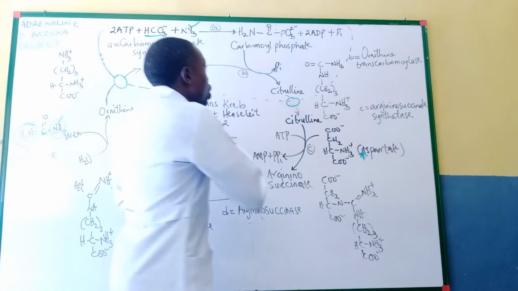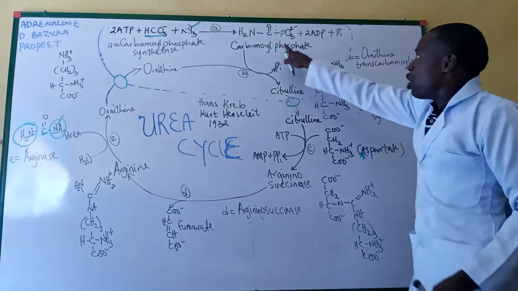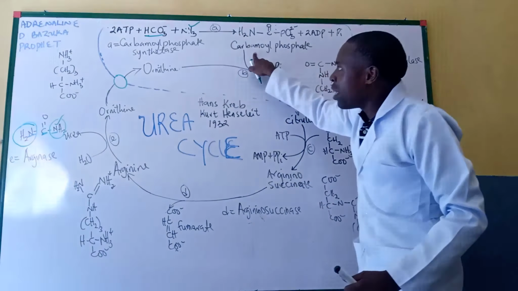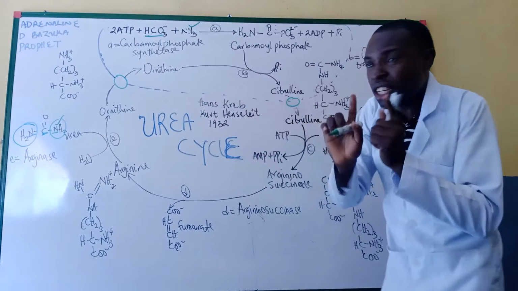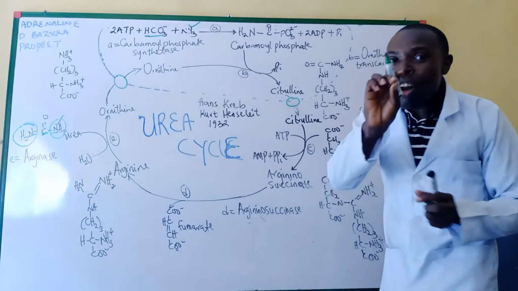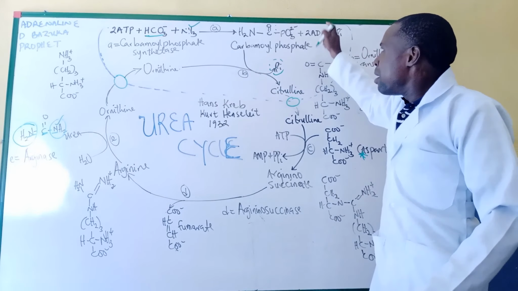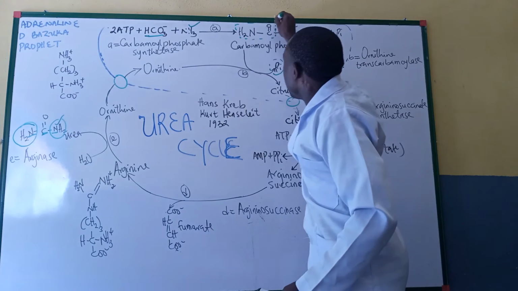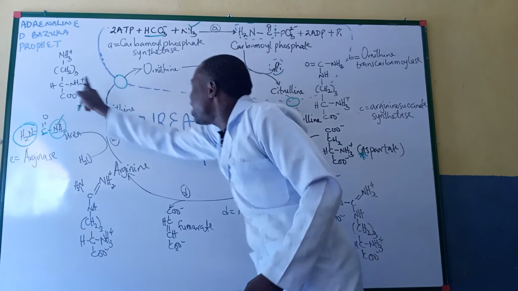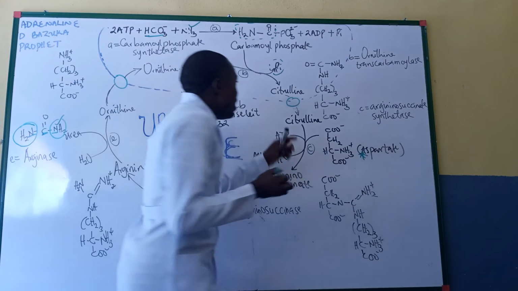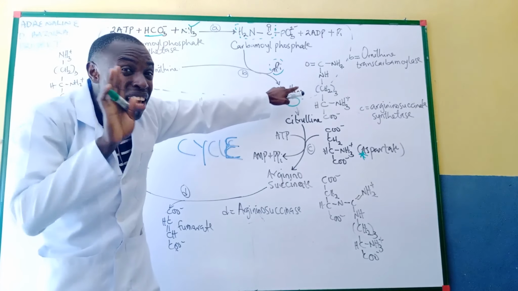Very simple. This is the structure for carbamoyl phosphate, which reacts with ornithine. This is the structure of ornithine. It's a very simple logic. You are already aware that an inorganic phosphate has been removed, leaving you with this structure. This structure will now combine with this ornithine, which is what you are seeing here. Very, very easy.